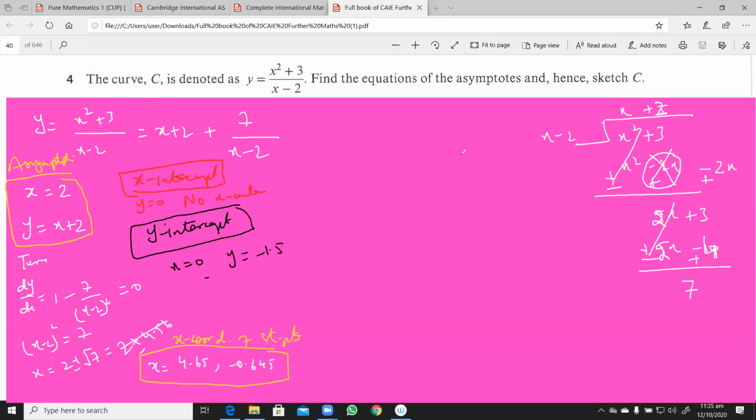Now let's prepare the grid for this sketch, okay. I have to show x equal to 2 over here. This is x equal to 2. That is my vertical asymptote. Then I have to show the oblique asymptote, y is equal to x plus 2. Okay, so this is my oblique asymptote.